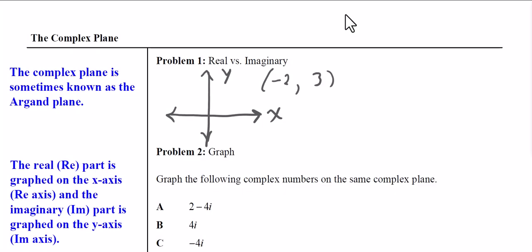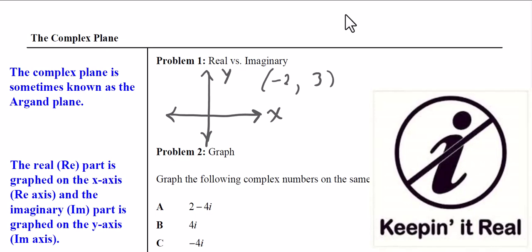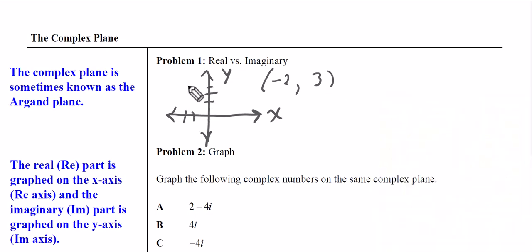On the real plane, which is what we've been used to for plotting points or graphs, we have an x and a y axis. So for example, if we were plotting this point, we would go 2 to the left and then 3 up, and this would be the point on this real axis.